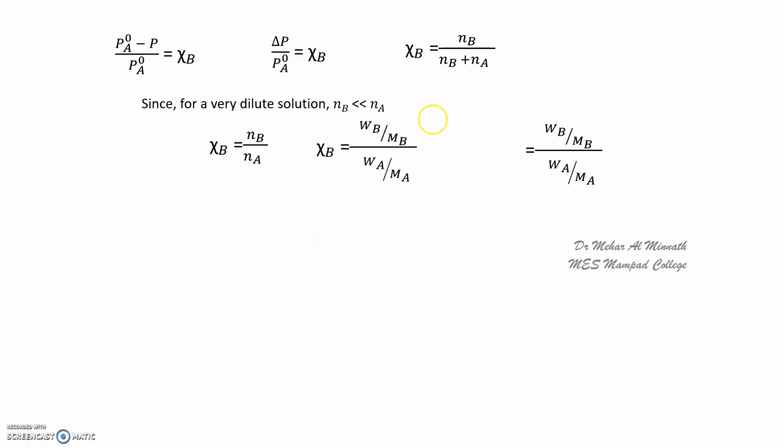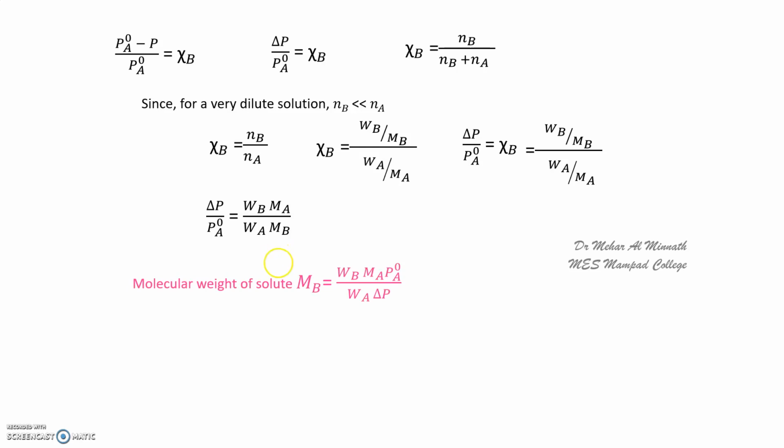Now we know that nB is weight by molecular weight, WB/MB, and nA is the weight of A divided by the molecular weight of A, WA/MA. Put that in this expression, so you get the relative lowering of vapor pressure equal to (WB/MB)/(WA/MA). You rearrange it, you get ΔP/P0A = WB MA/(WA MB). So the molecular weight of the solute MB will be equal to WB MA P0A divided by WA ΔP. So you are relating the lowering of vapor pressure to the molecular weight of the solute.